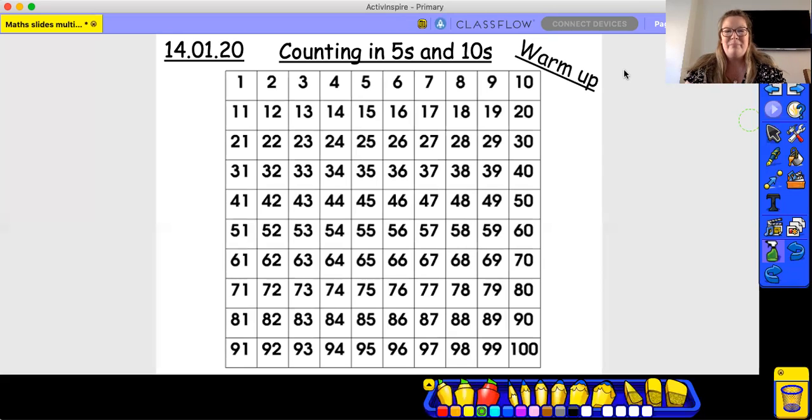Well done if you remembered that counting in tens is just adding 10 each time. If we start on 10, all we have to do is work down the column. Let's count together. 10, 20, 30, 40, 50, 60, 70, 80, 90, 100. Now it's your turn to try and count in tens. Use the 100 square to help you. Off you go now.